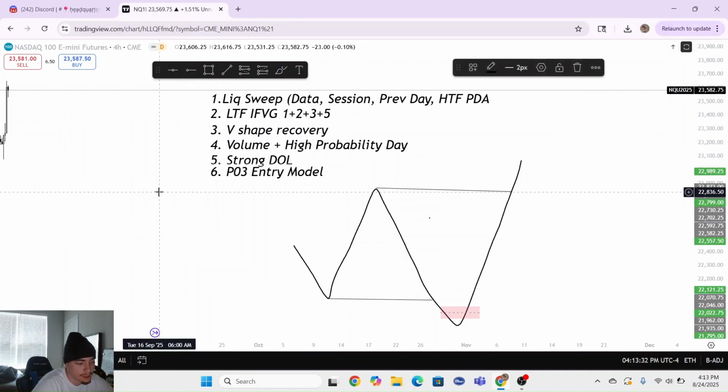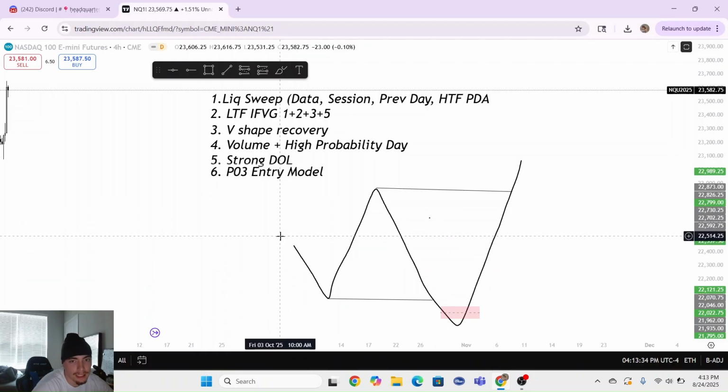My bad, boys. Let me go ahead and get this off the screen. But we want to see a clean inverse, and that comes in with volume.